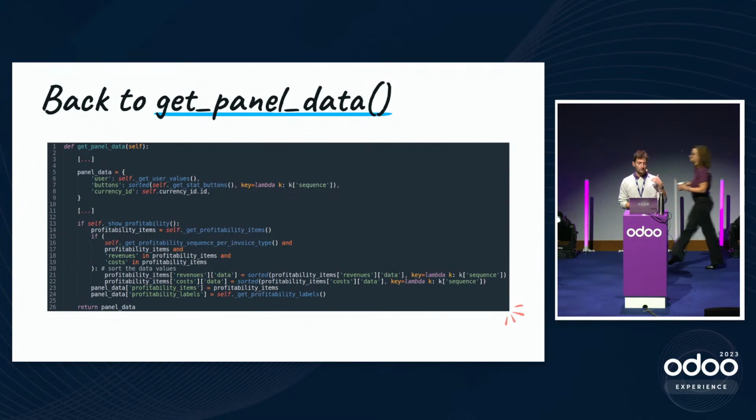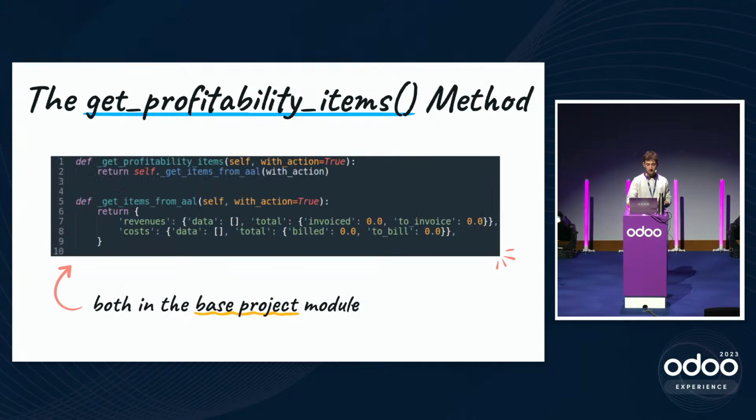And we move on to line 14, where we call the get profitability items method in the project.project model. So let's see what this method does. Here it is. We have the get profitability items method in lines 1 and 2, and as you can see, it only calls another method, which is the get items from account analytic line method. You can see that method at the bottom.